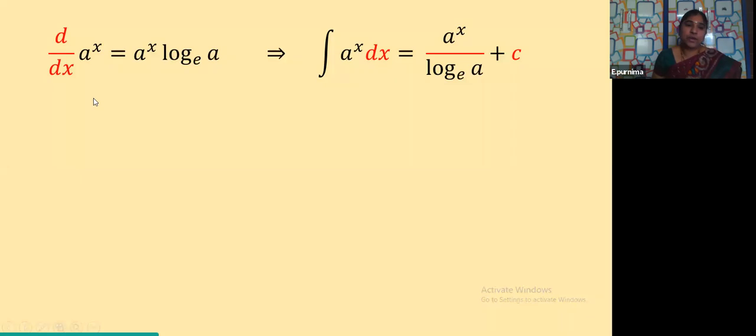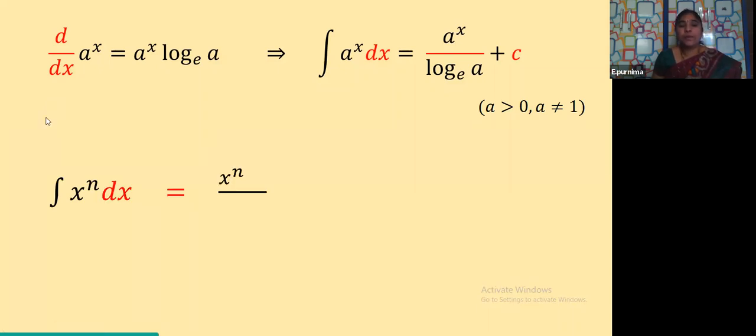Okay. So the next one is what? The two main formulas. Let us see now. Here the condition is what, children? Here a is greater than 0 and a is not equal to 1. And here it is integral x to the power of n dx is equal to x to the power of n plus 1 by n plus 1 plus c, for n not equal to minus 1.